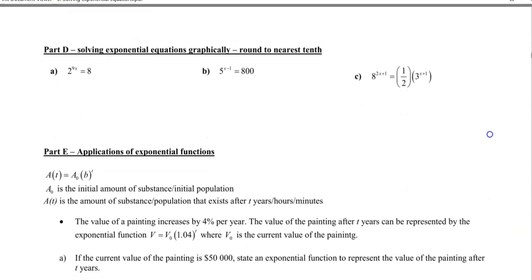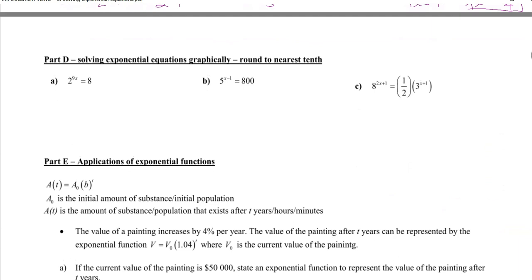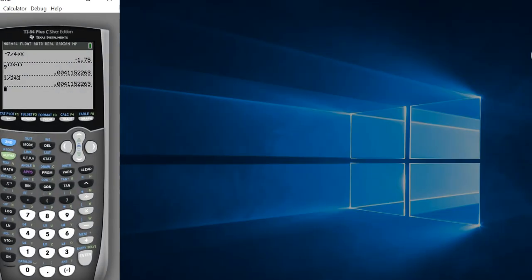Solving graphically, rounded to the nearest tenth. Well, we don't really need to do that one graphically, right? Because 8 is a power of 2. So we don't have to do it graphically, but we can. So what do we got? 2 to the 9x equals 8.